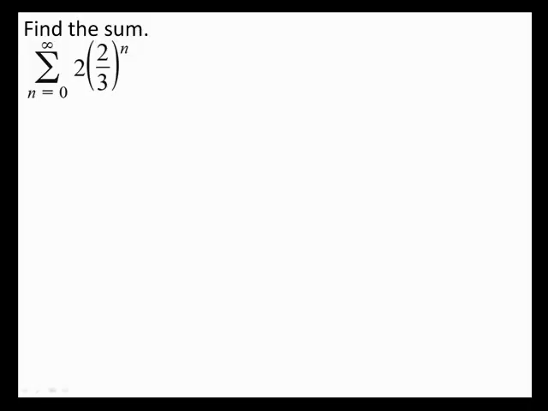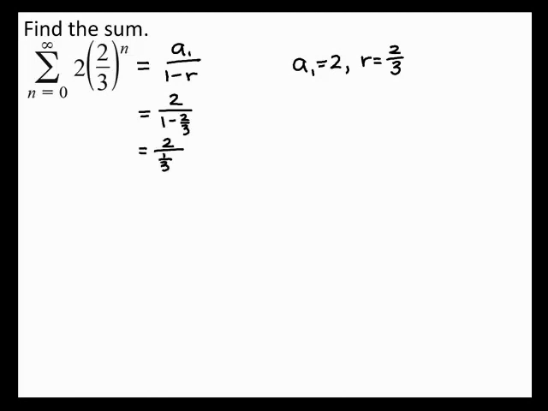Find the sum. The sum from n equals 0 to infinity of 2 times 2 thirds to the n. Use the formula for the infinite geometric sum. You find that a sub 1 is equal to 2 and r is equal to 2 thirds. Substitute 2 in for a sub 1 and 2 thirds in for r. Simplify 1 minus 2 thirds. Simplify 2 divided by 1 third. You find that the sum is 6.